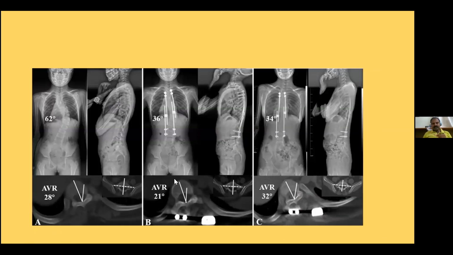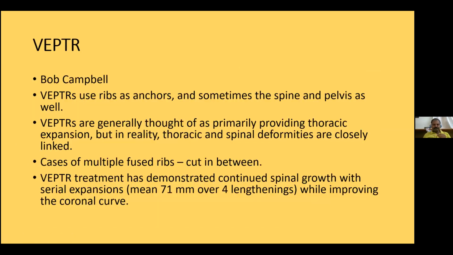So this is one such case where you see a 62-degree curve is brought down to 34 degrees on serial X-rays. But if you look at the rotations, it comes back or it winds back. So it basically doesn't control much of the rotation, these traditional rods. Then we'll have a quick look at what is Vectors.